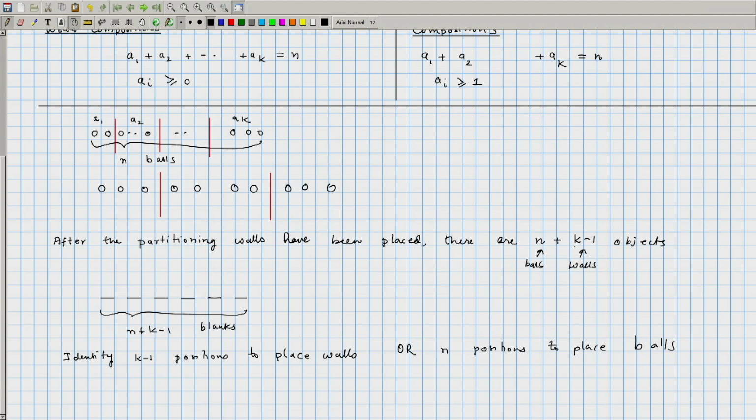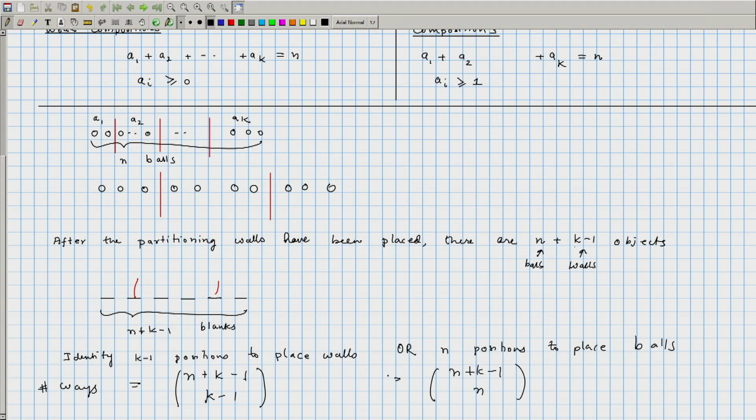So, the number of ways of choosing k minus 1 positions out of n plus k minus 1 positions: n plus k minus 1 positions are there, out of which you have to choose k minus 1 positions. If we choose one set of positions, then you have the remaining positions as positions of balls. So, the total number of ways of doing this would be n plus k minus 1 choose k, and as you can see, this will also be the same as n plus k minus 1 choose n.